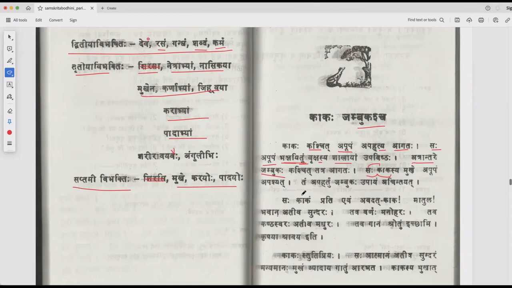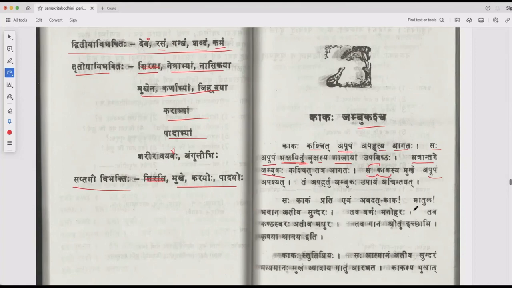Okay. Tam apahartum jambu kaha upayam achintayat. That means tam means dvitiya vibhakti apupam. So from apupam, the earlier sentence. Apahartum. I think that is the same tumanna shabda for apahrutya. Correct. Yeah. Jambu kaha, that for the fox.